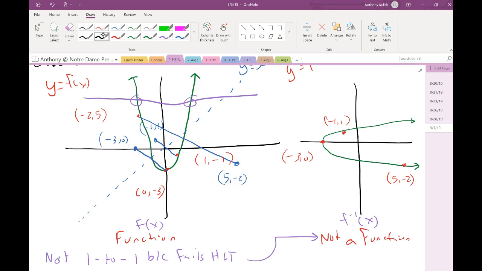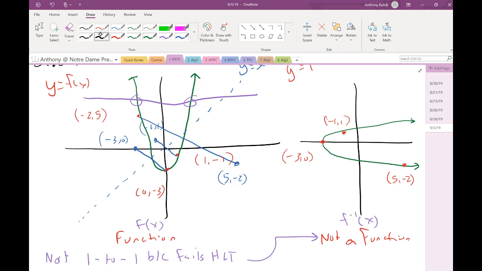You use the horizontal line test on f of x to tell if f inverse would be a function or not. If you already have the graph of f inverse, you could use a vertical line test on f inverse. Right. We're talking about prediction, so you don't want to actually find the inverse first. If you already know the answer, then it's not a prediction. You know what I'm saying?